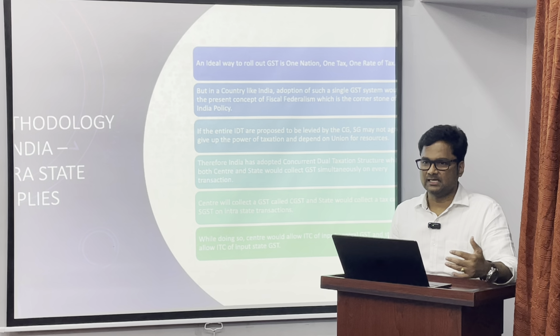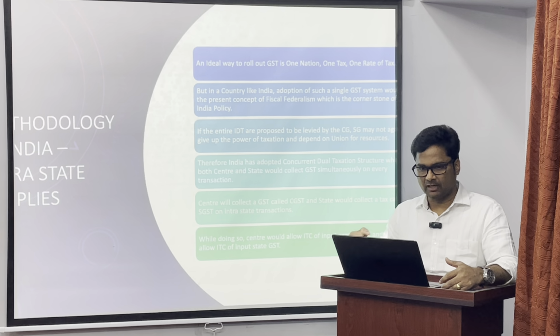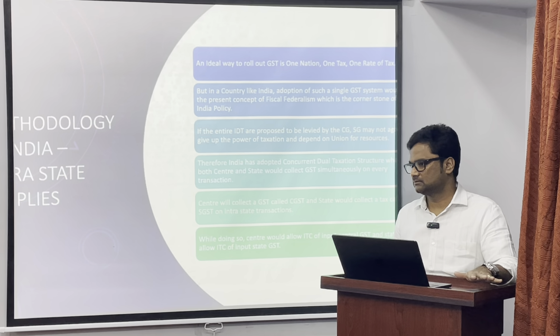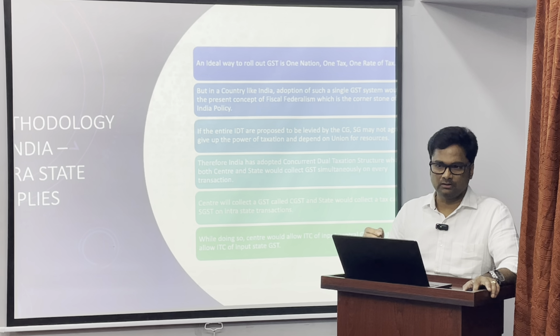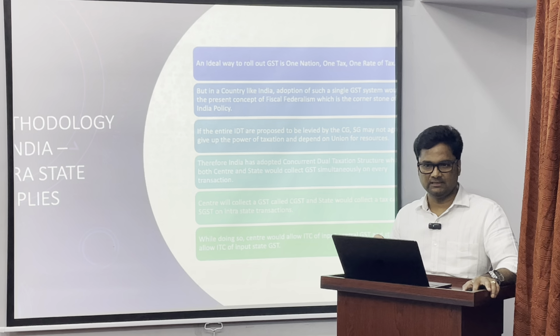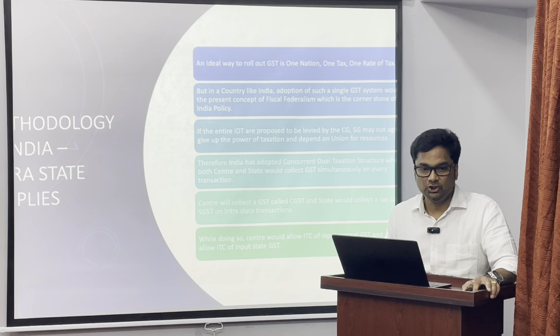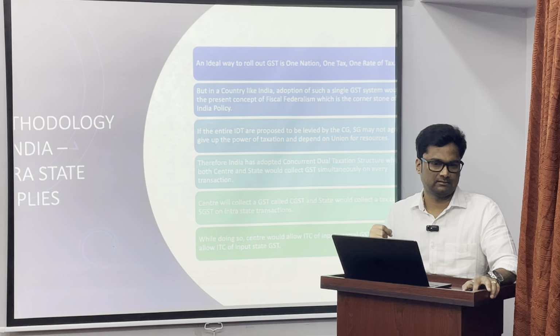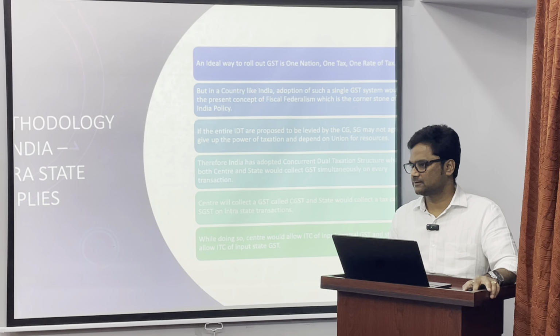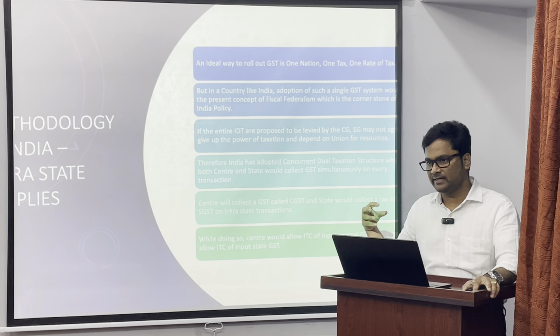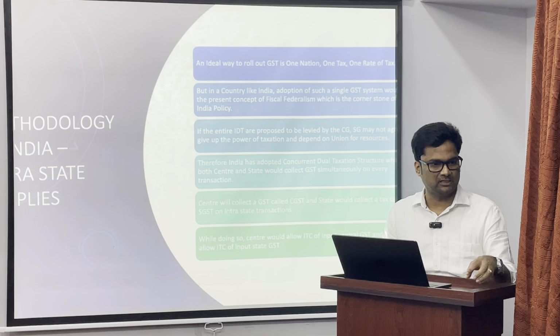State GST, central GST. You will go to the tariff, you will pick up the rate, 50-50. If it is a 5% category, 2.5, 2.5. 28, 14, 14. 18, 9, 9. 12, 6, 6. So every intrastate supply will attract both SGST and CGST, 9%, 9%. This is called a concurrent dual GST structure. Concurrent, simultaneously. Dual, two GST structure. So simultaneously, both the central government and state government will levy GST on the same transaction.